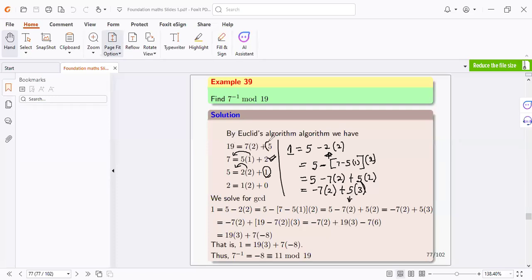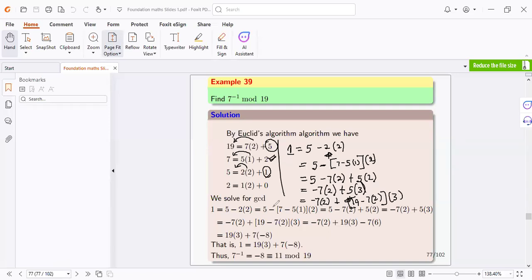And I substitute it here. So I substitute by its equivalent, which is 19 minus 7 multiplied by 2. So what I then get is negative 7 multiplied by 2. Instead of this 5, I write its equivalent. And its equivalent is 19 minus 7 multiplied by 2, then multiplied by 3.